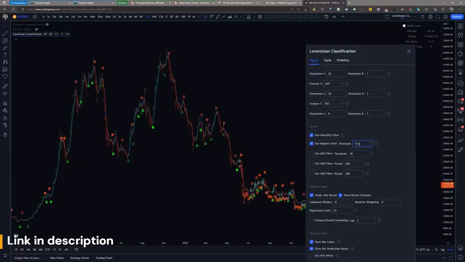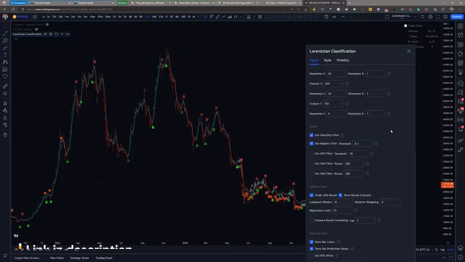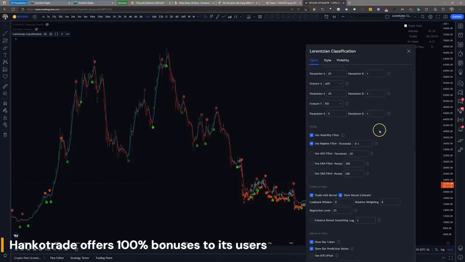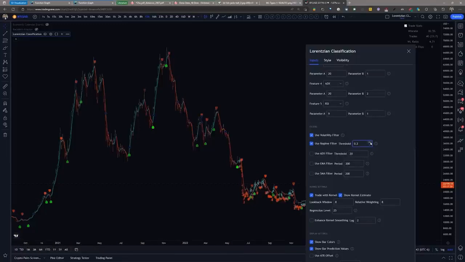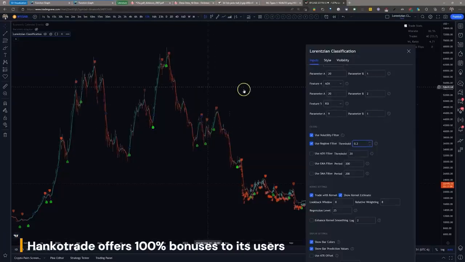So the kernel itself, a lot of people think it's like a moving average, but it's actually a lot better than that. You could change the relative weighting, for example, to be 0.1, and this sometimes gives you a smoother fit overall. You can see it did boost the win rate a little bit over here, so that's always an interesting trick that you could try.